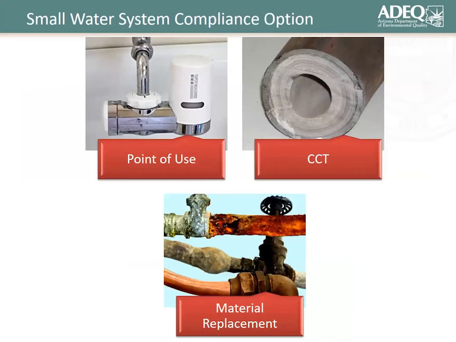Like I mentioned before, one of the big burdens that we're trying to be conscious of in our state when it comes to the proposed revisions is our smaller water systems. And they typically are in the more rural parts of Arizona. Fortunately, under the long-term revisions, there is a small water system compliance option. Those three options end up being the system would have to install point-of-use devices at every service connection and at every tap that's typically used for human consumption. Those would typically be your kitchen faucets and your bathroom faucets.